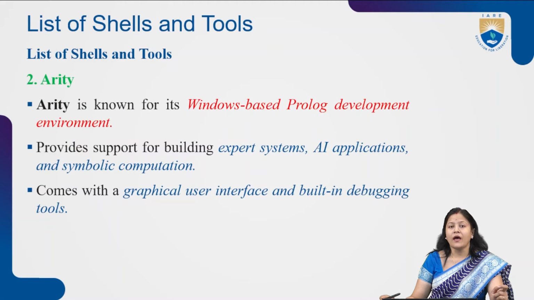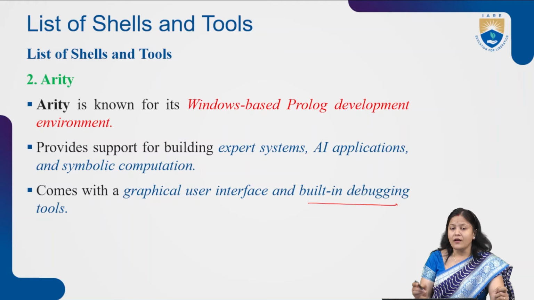Then the second one is ARIT. ARIT is known for its Windows-based product development environment. It is like a cell, and it supports the Windows-based product development environment, supports production language, and can run on the Windows operating system. It provides support for building expert systems, AI applications, and symbolic computation. It comes with a graphical user interface and built-in debugging tools.